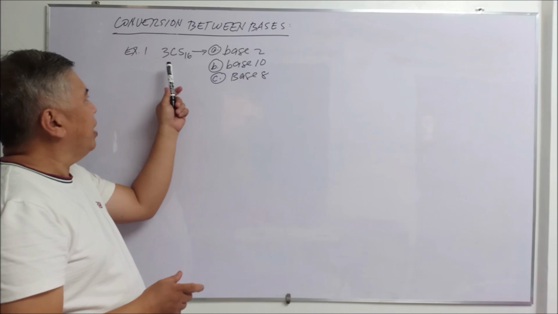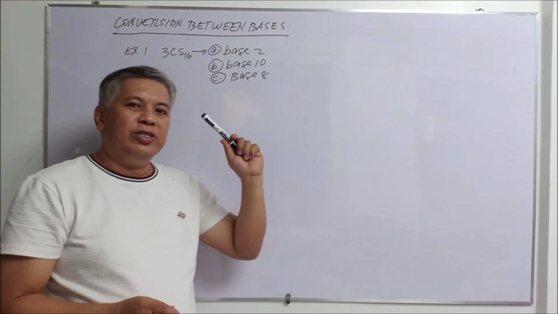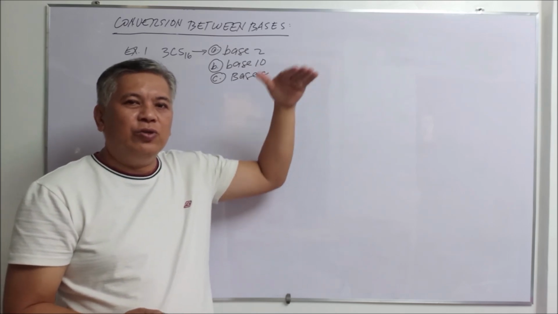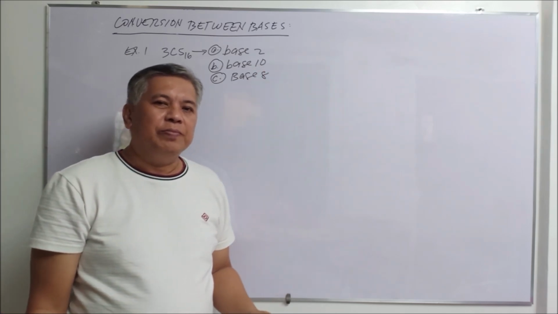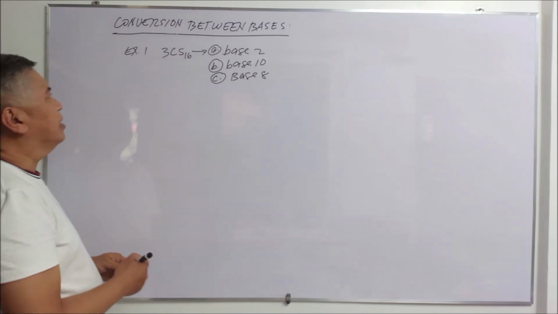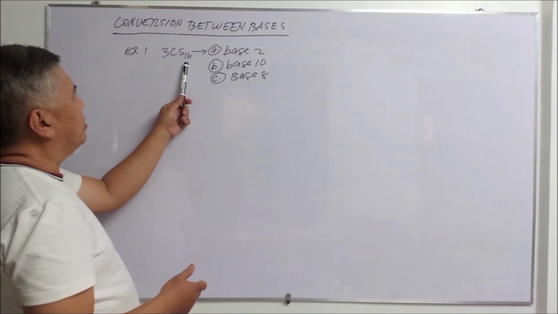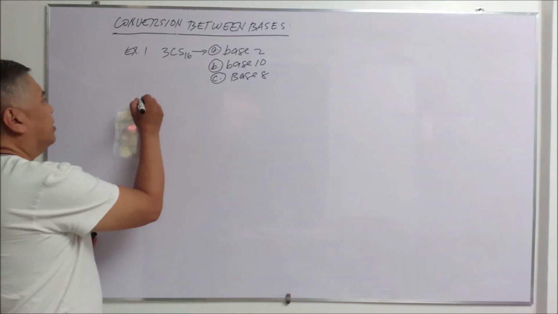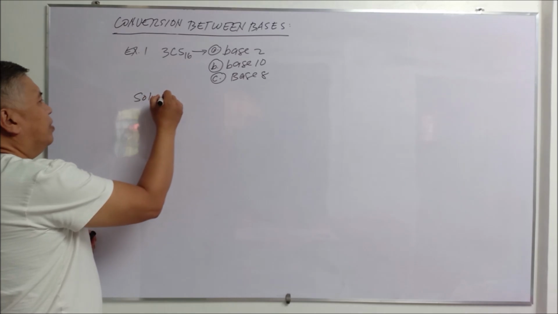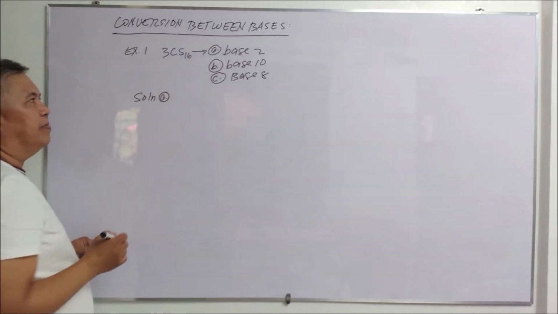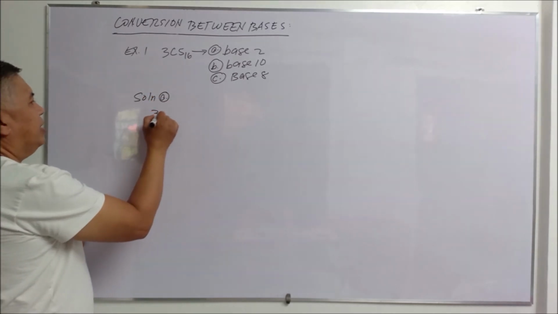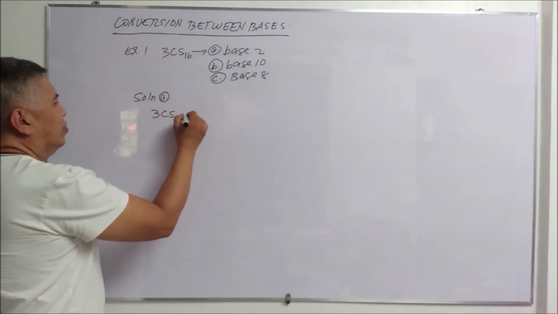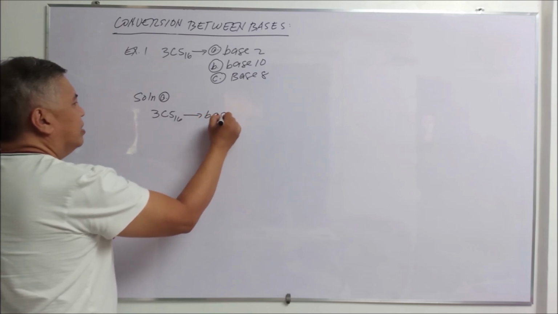So, if this is base 8, for example, again, the process is to convert that into base 2 and then convert from base 2 to another number system. Okay? So, in this case, 3C5 base 16, we want it converted to base 2. So, for letter A, solution for letter A. So, 3C5 base 16 to base 2.